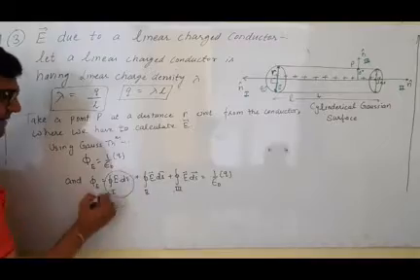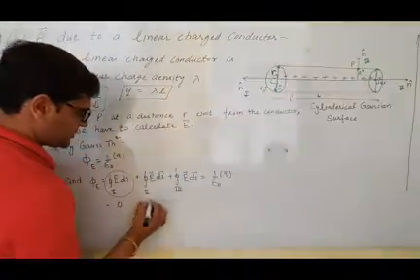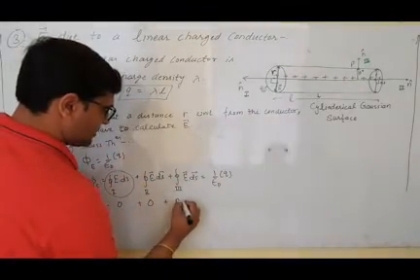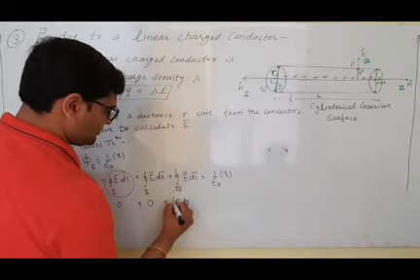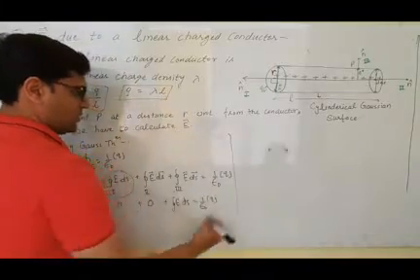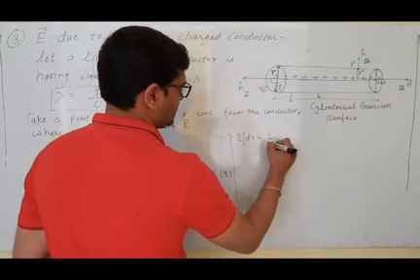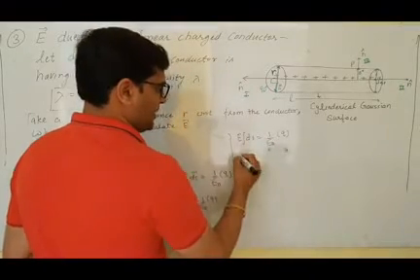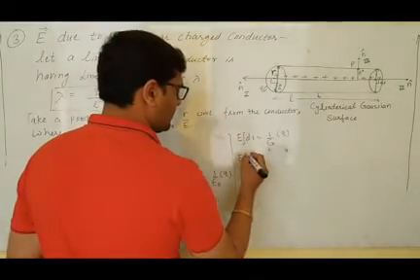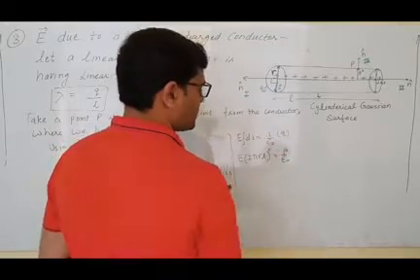Here angle is 90 degree, so it will be 0, as well angle is 90 degree, so it becomes 0, and in 3 angle is 0 degree, so it will be E into ds, that is equals to 1 by epsilon into q. So after this we can get E into ds is equals to 1 by epsilon into q. What is the surface area of a cylindrical part? That gives 2 pi r into L into E equals to 1 by epsilon into q.